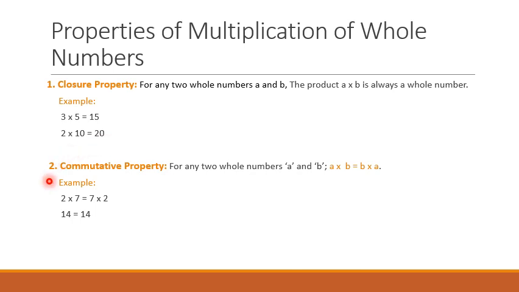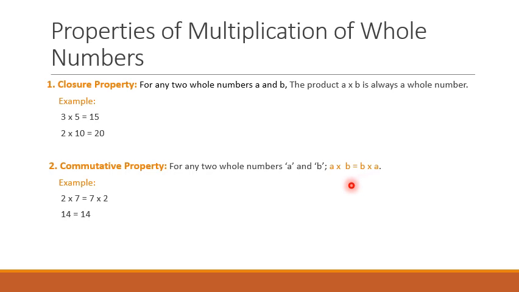Now the next property is the commutative property of multiplication. Just like addition, multiplication is also commutative for whole numbers. It says for any two whole numbers a and b, the product a multiplied by b is equal to b multiplied by a. That means changing the order of two whole numbers does not change the product. The product remains the same irrespective of the order of the two whole numbers.